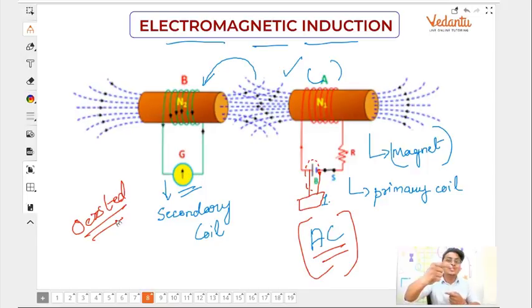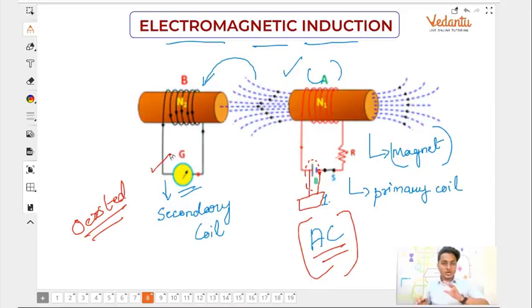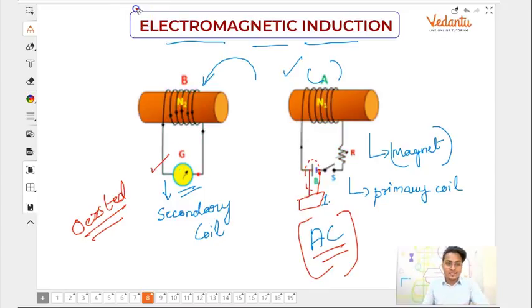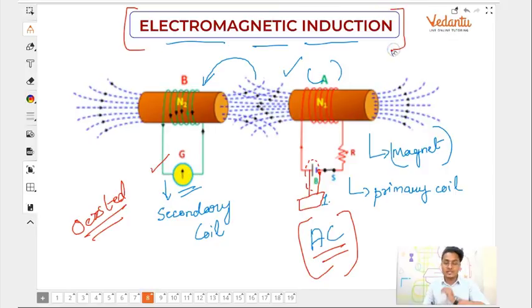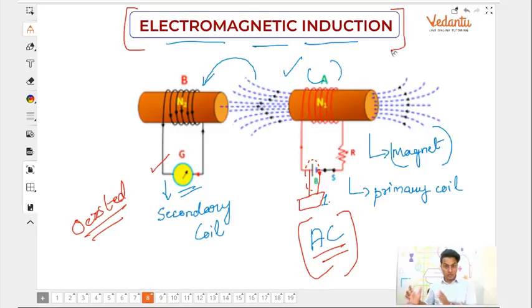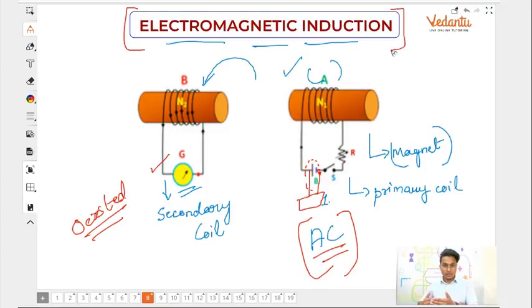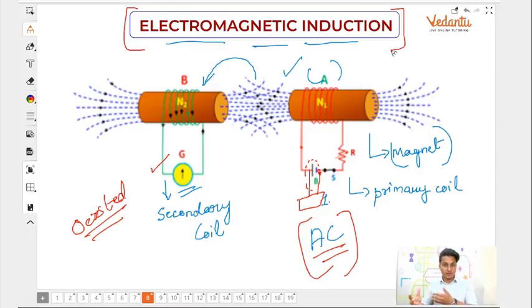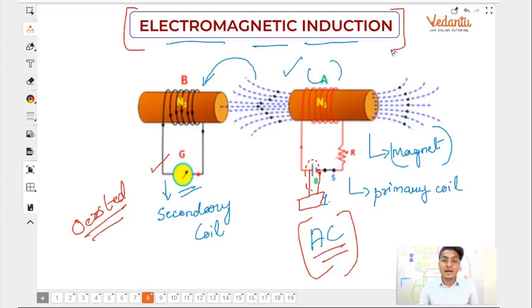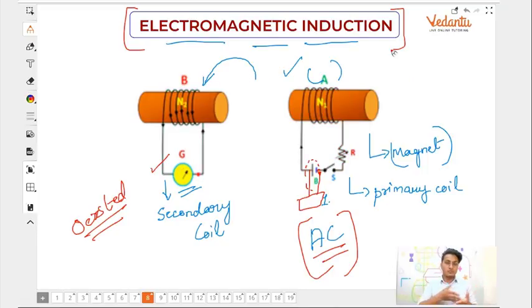So now due to this change in magnetic field, induced current is generated in the secondary coil. That's it, the work is done. So that was electromagnetic induction. I would repeat the definition of electromagnetic induction once again for all of you. Electromagnetic induction is a phenomenon where a primary coil connected with a source of current produces an alternating current, due to which an alternating magnetic field is generated. And this alternating magnetic field induces a current in the secondary coil kept next to it. That is nothing but electromagnetic induction. That's it. The founder was Michael Faraday.